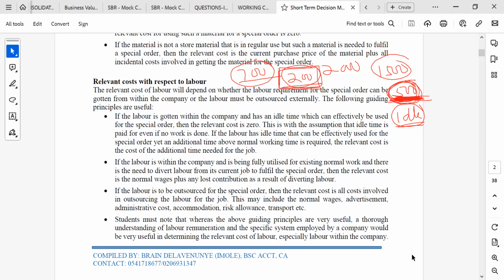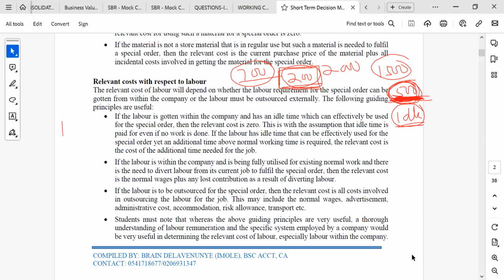All right. If the labor is within the company and is being fully utilized for existing normal work, and there is a need to divert labor from its current job to fulfilling the special order, then the relevant cost is the normal wages plus any loss contribution as a result of diverting the labor. So if we have people now and we want to take them from that job, it means that we are taking them to go and work for a different job. We can only pay them if they have worked on their current job. Now they are working on a different job. It means that their salary will be transferred to the work that they are doing. But the question is, is there any contribution that the company will be losing as a result of transferring them to that place? Then you add it. That's what they are saying.